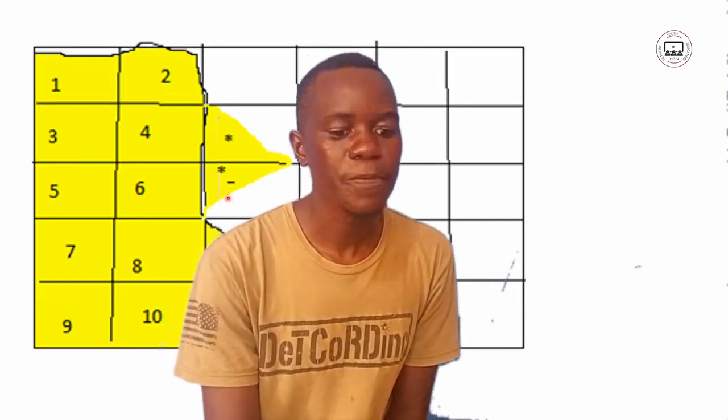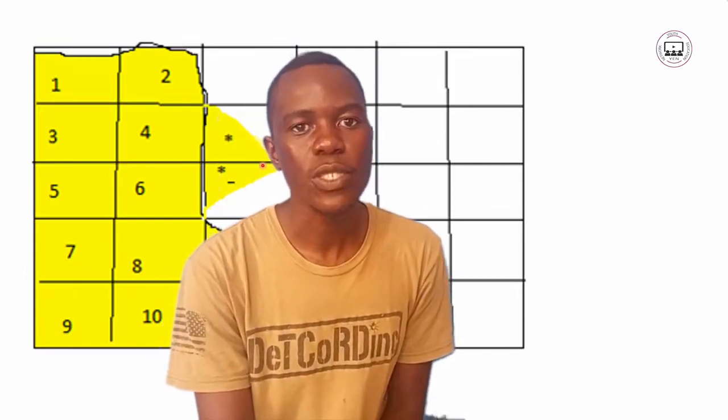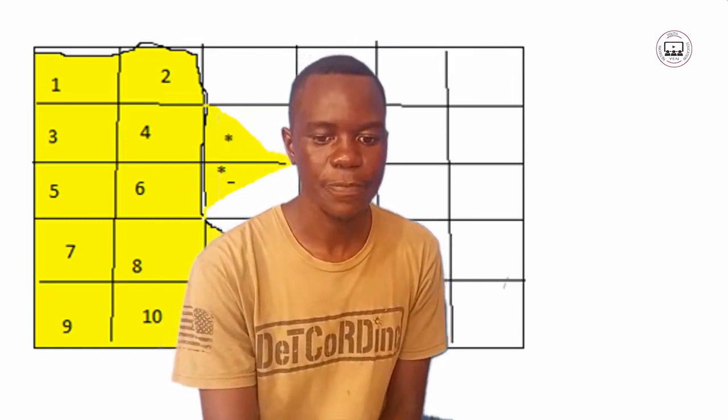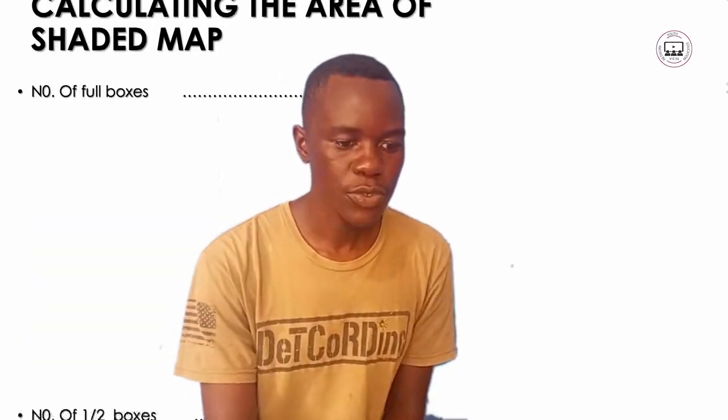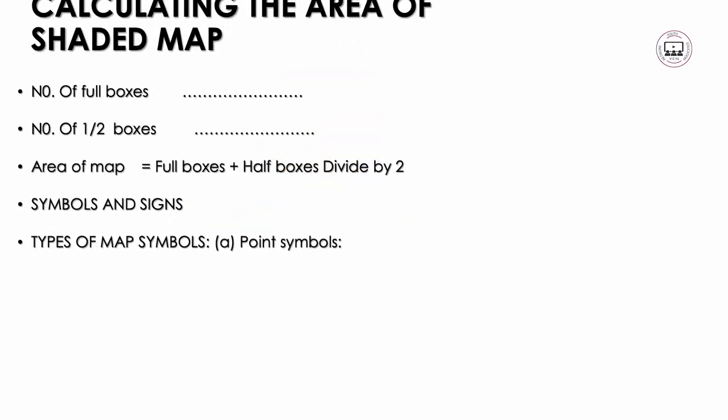After finding the total, include the kilometer square, which is the unit. So here is what I was explaining. You record the number of full boxes, you record the number of half boxes, then the area of the map will be full boxes plus half boxes divided by 2.